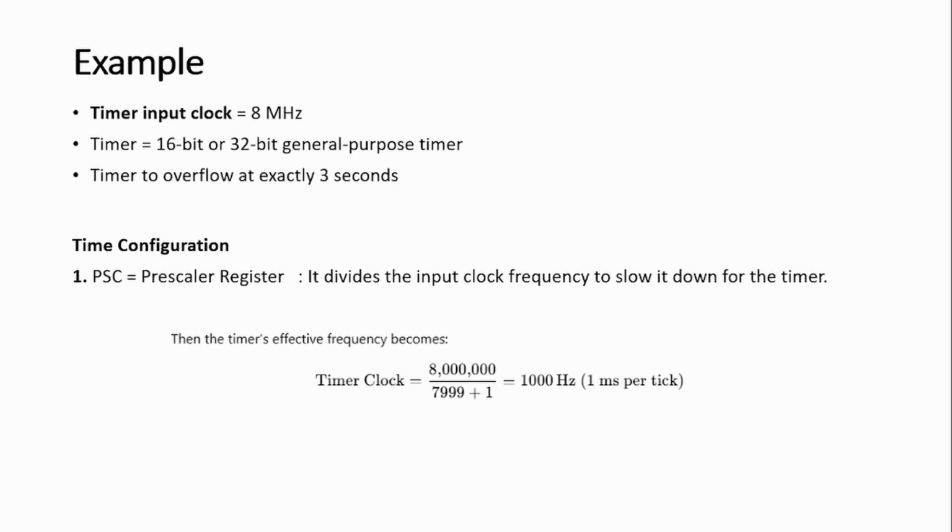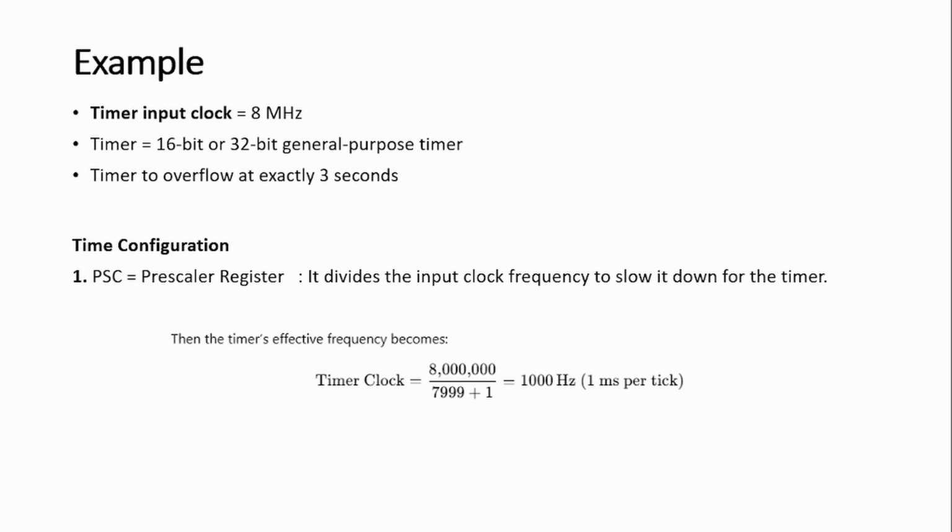Now what is the prescaler register? Let us say your input clock frequency is 8 megahertz. This prescaler divides the input clock frequency to slow it down. If your 8 megahertz crystal is there, you can simply calculate time is equal to 1 by f. So that delay will be very small, about 1 microsecond. Per cycle it will take 1 microsecond, right?